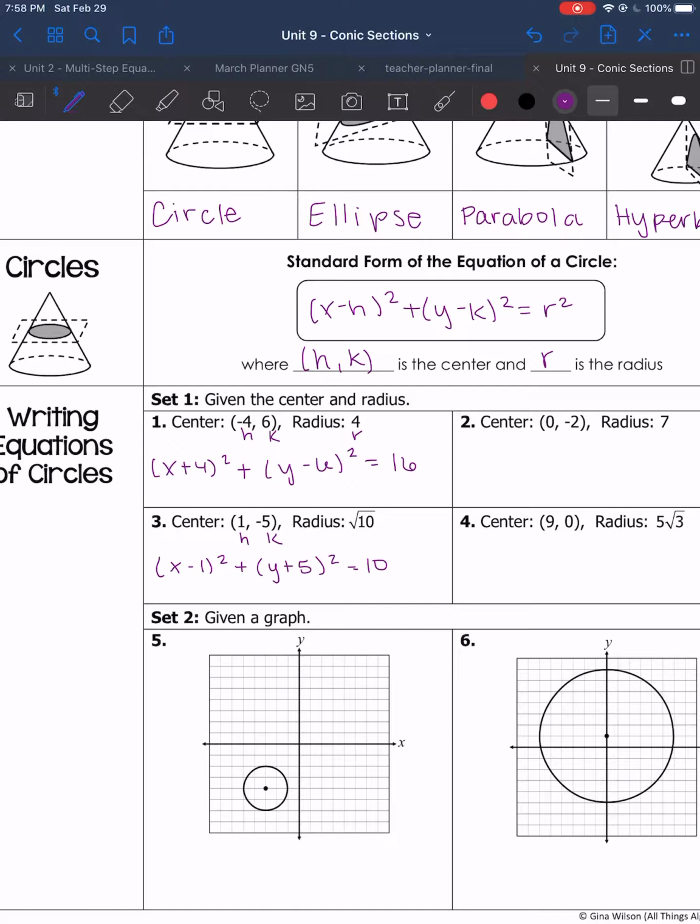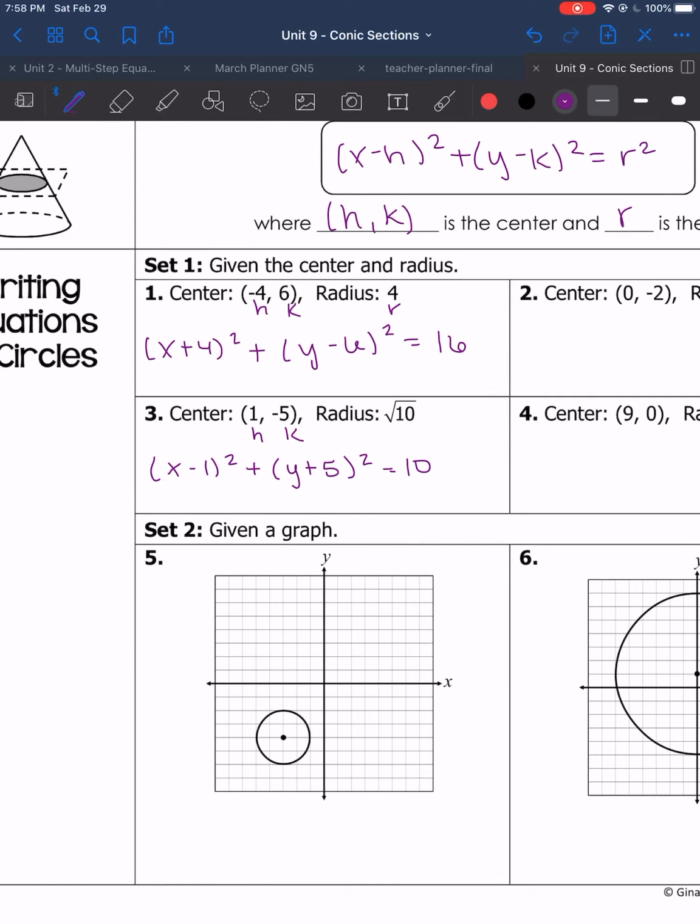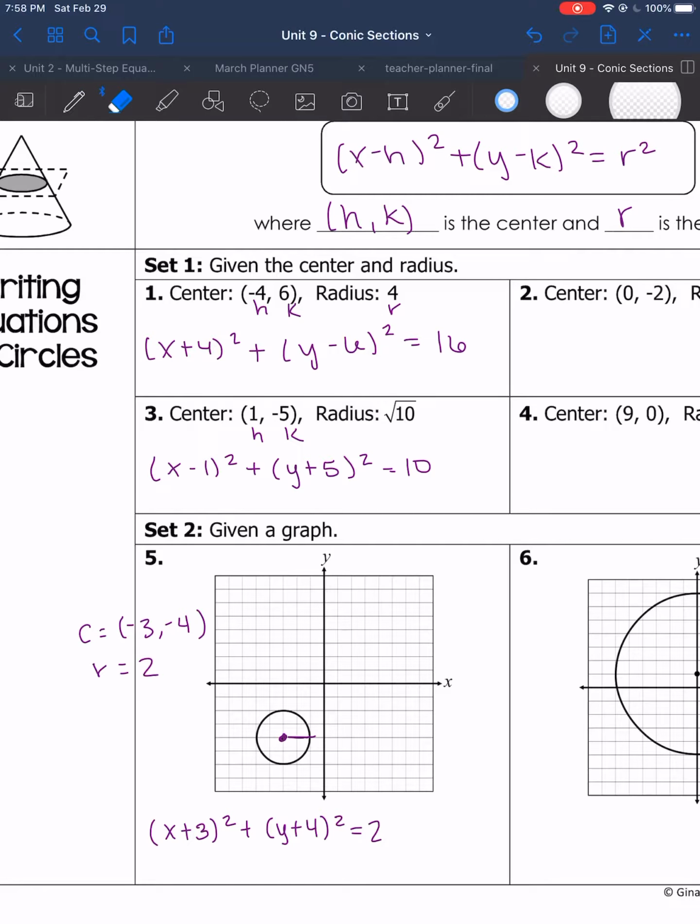So if I'm given a graph here, the center is going to be this point right here, which is (-3, -4). And my radius is how far it takes me to the edge, which is 2. So if I wanted to write that in standard form, I would say (x plus 3) squared plus (y plus 4) squared equals 2 squared, which is 4.